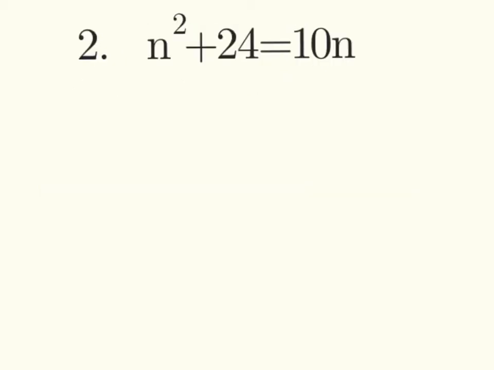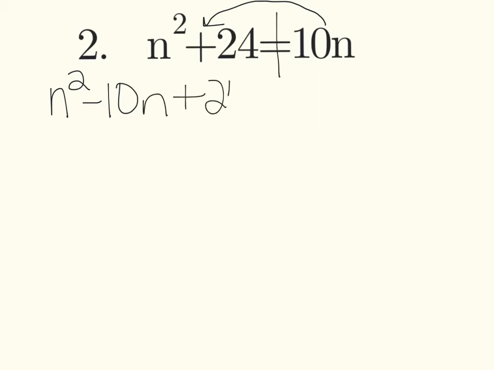Now this one, you notice, is not solved for 0, so we need to move the term over and put it in order. So we have n squared. Now my b term comes next, so that would be a minus 10n, because remember, when you cross the equal sign, you change the sign, plus 24 equals 0.